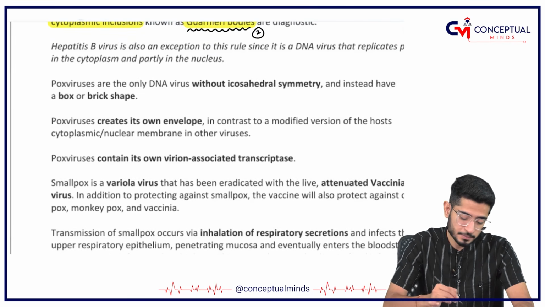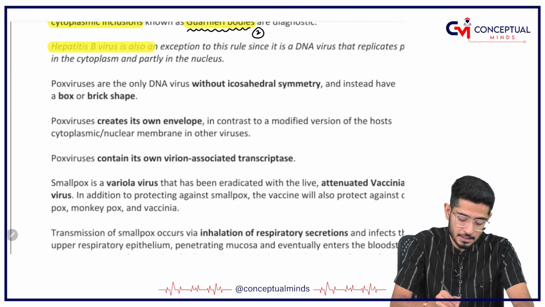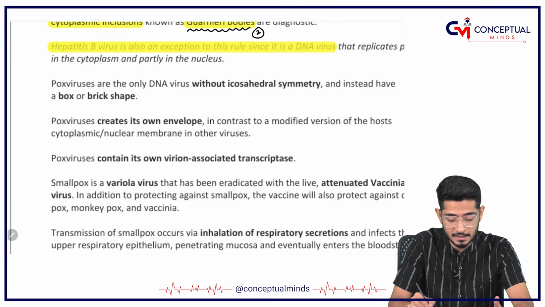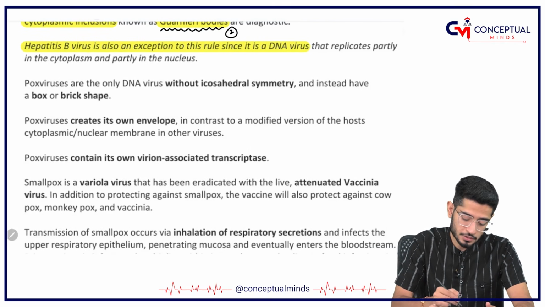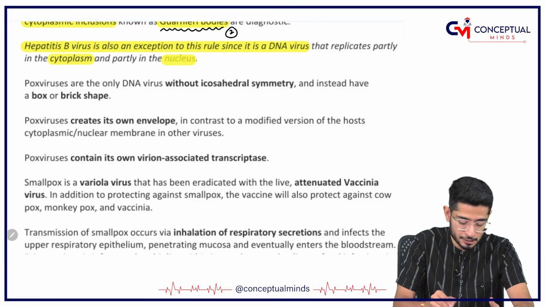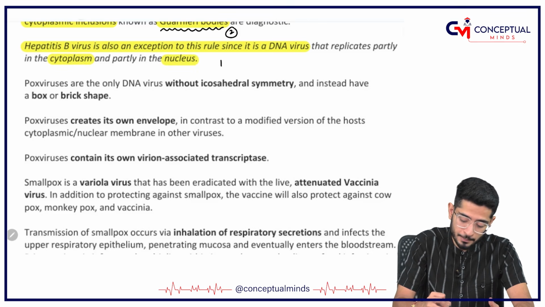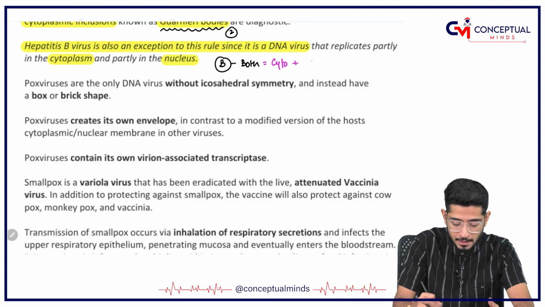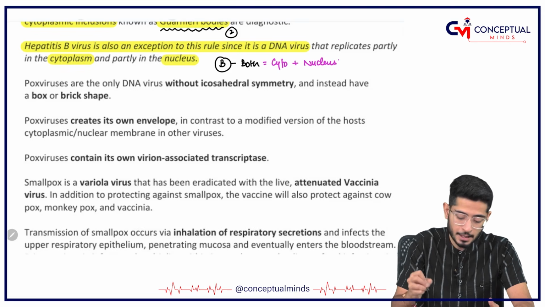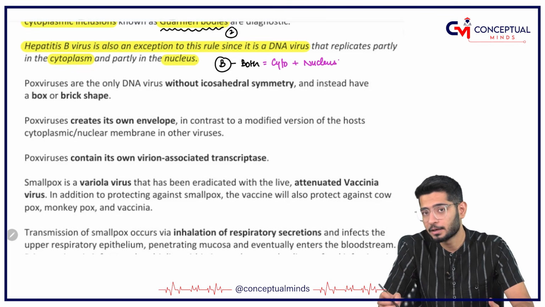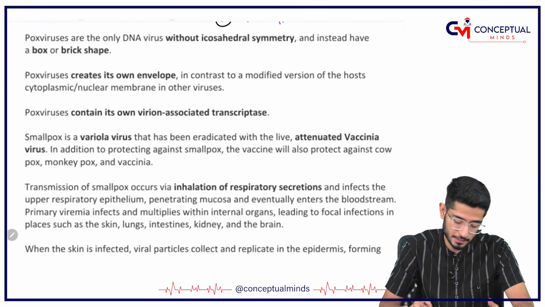One more point, please understand that hepatitis B is also an exception since it's a DNA virus and it also replicates in the cytoplasm as well as the nucleus. So hepatitis B, B for both, and both means what? In the cytoplasm as well as in the nucleus. Remember that hepatitis B replicates both in the nucleus and the cytoplasm.